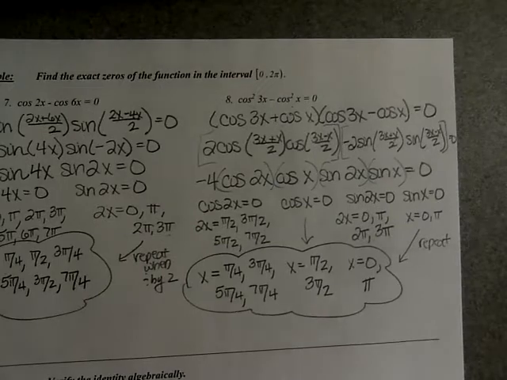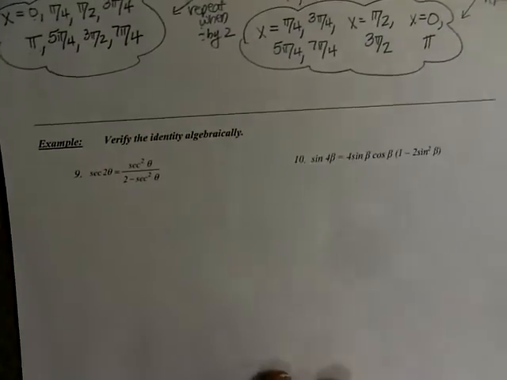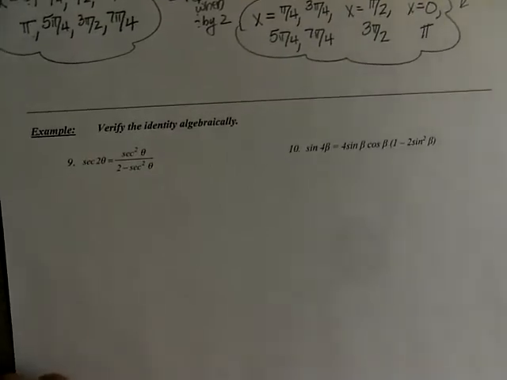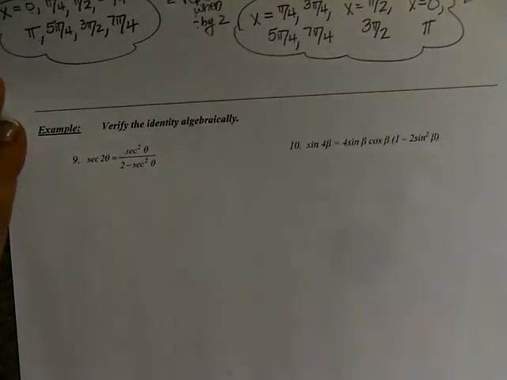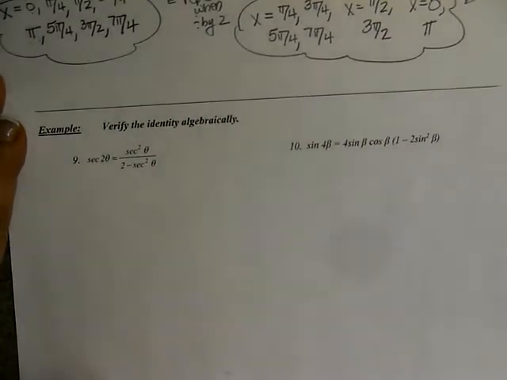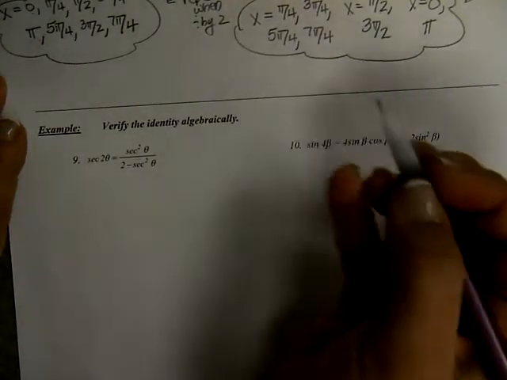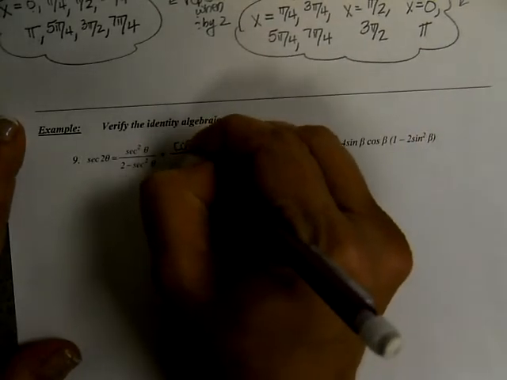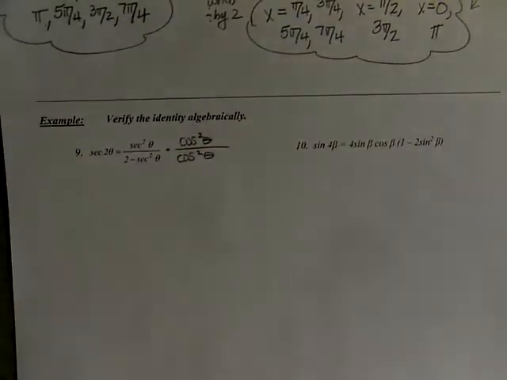All right. So now we've got some identities to verify. These actually aren't too bad. In number 9, I didn't originally do number 9 this way, but I want to show it to you guys because I think this is a cool thing to think about doing. So number 9 has that secant of 2 theta equals secant squared theta over 2 minus secant squared theta. And I'm not going to lie, I wouldn't have thought of this on my own. But now that I have seen this trick, it's something that I can keep in my back pocket.